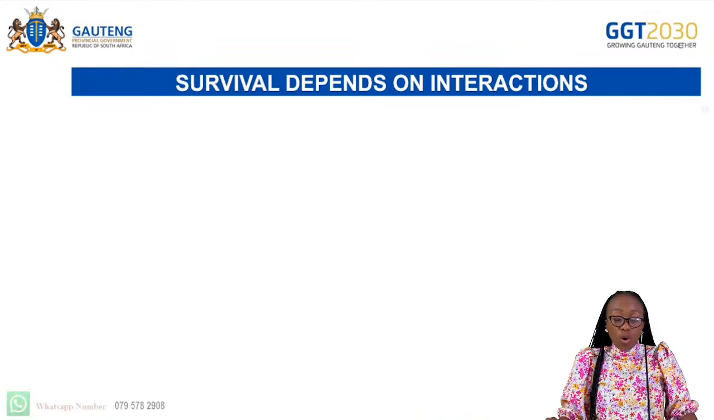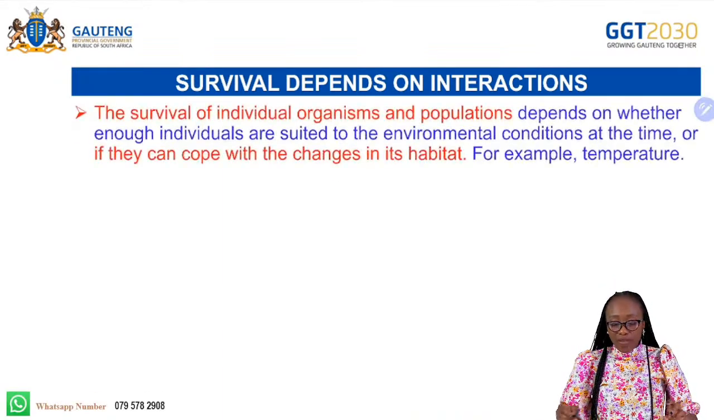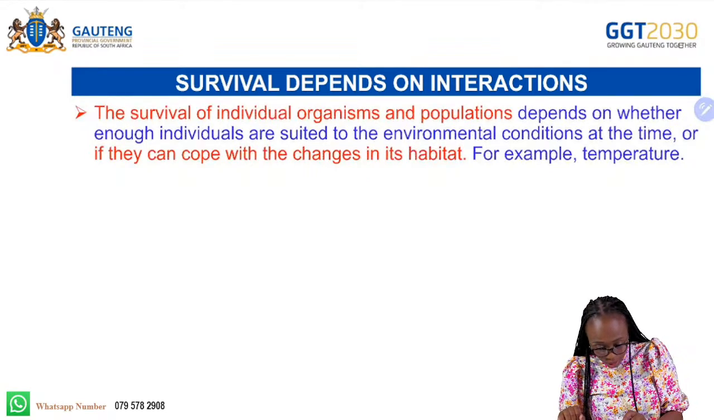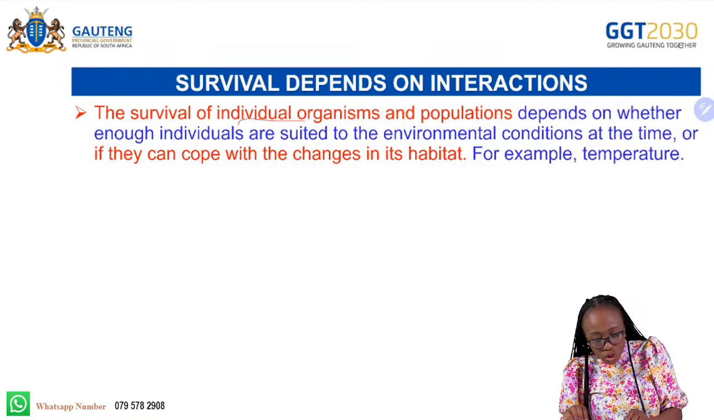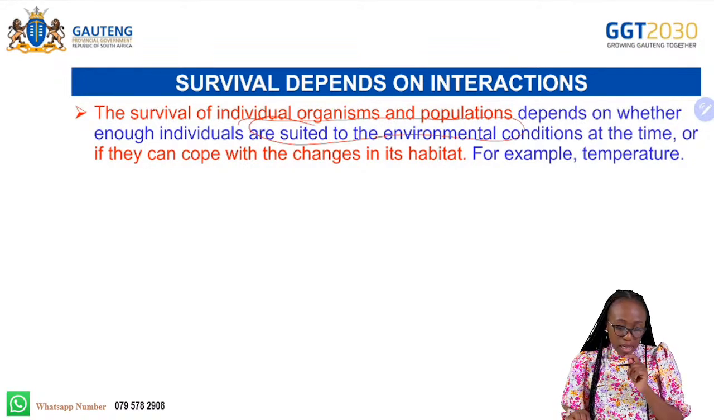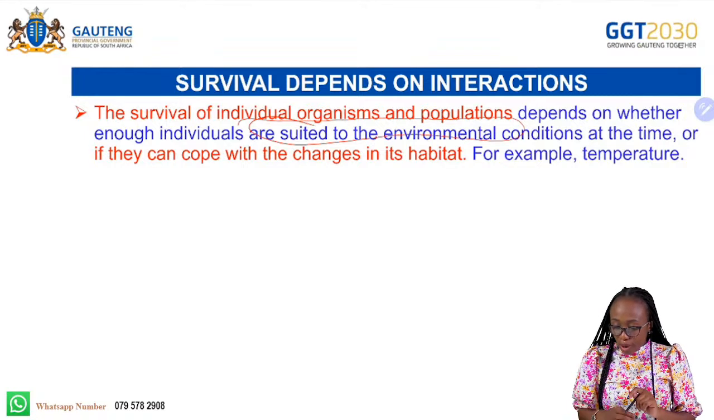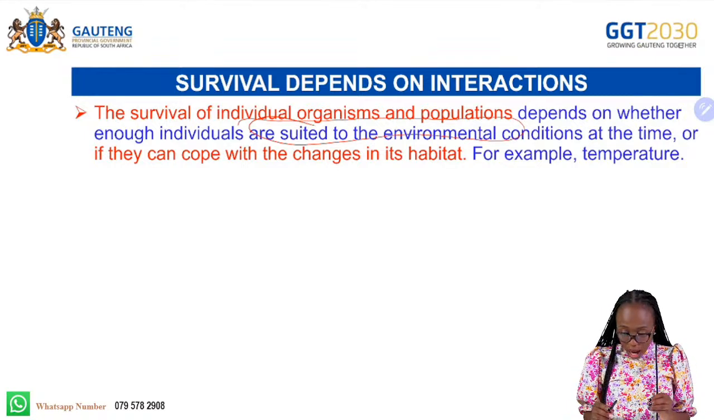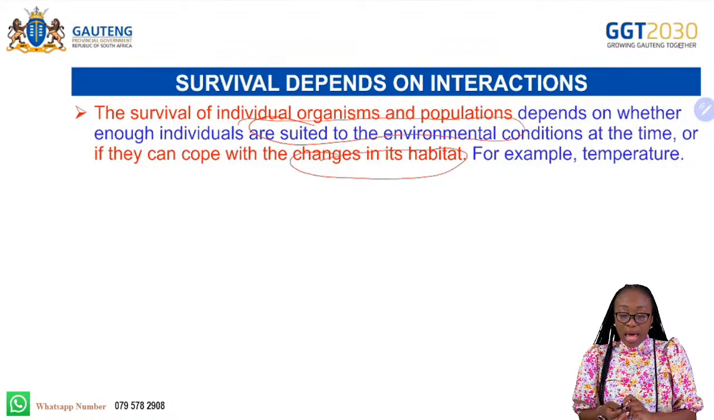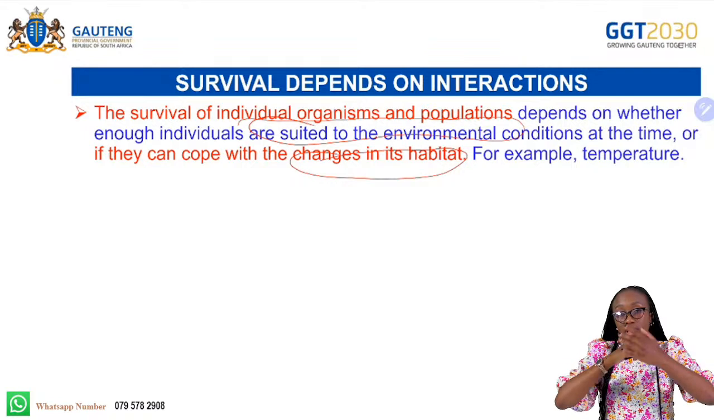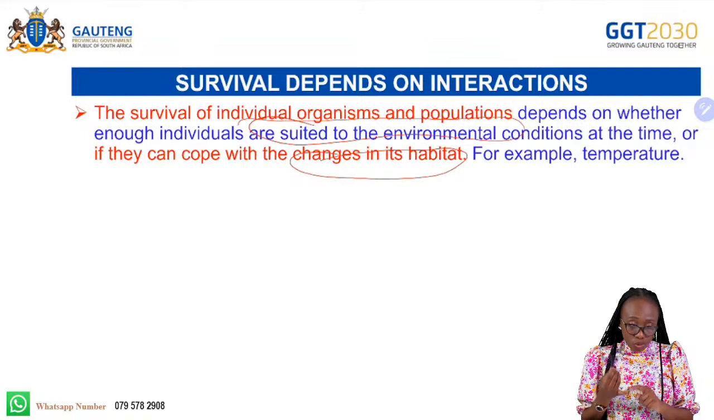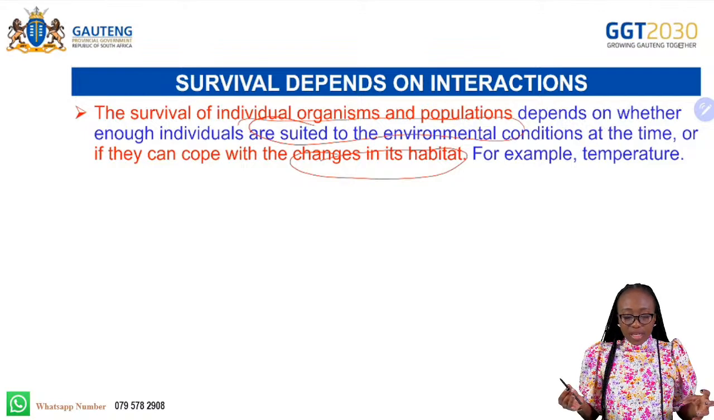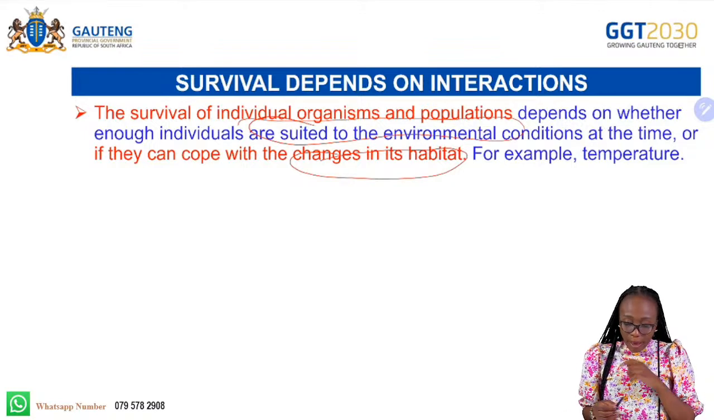Survival depends on interaction. So the survival of individual organisms and populations depends on whether enough individuals are suited for the environmental conditions at the time, or can they cope with the changes in the habitat. Remember, climate is constantly changing. There's constantly a change in the climate. So are organisms suited for that particular climate, or if there's a change, can they cope with that particular change?